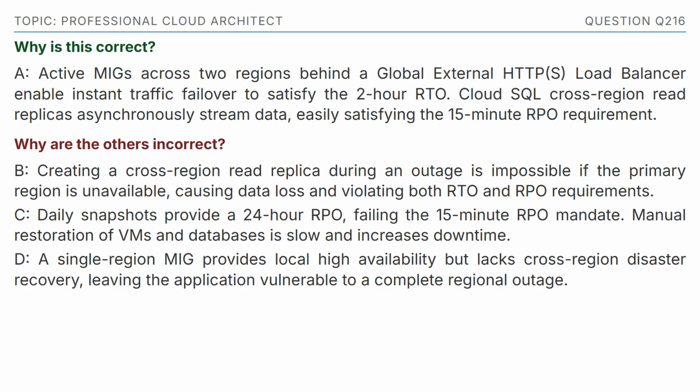Why are the others incorrect? B. Creating a cross-region read replica during an outage is impossible if the primary region is unavailable, causing data loss and violating both RTO and RPO requirements. C. Daily snapshots provide a 24-hour RPO, failing the 15-minute RPO mandate. Manual restoration of VMs and databases is slow and increases downtime. D. A single region MIG provides local high availability but lacks cross-region disaster recovery, leaving the application vulnerable to a complete regional outage.